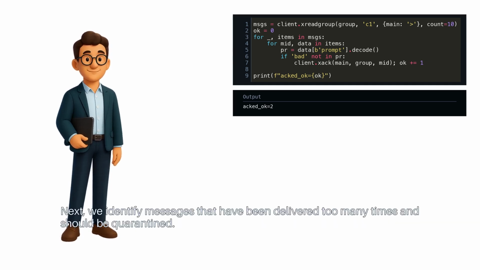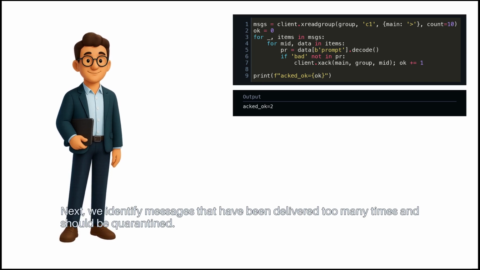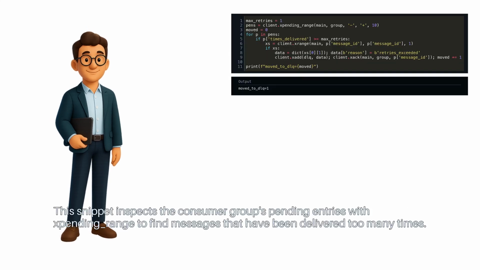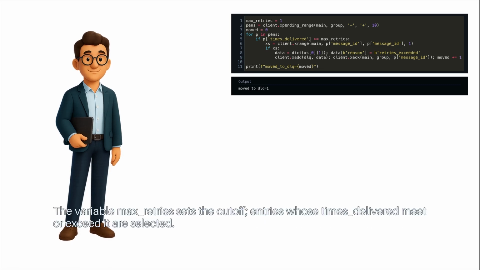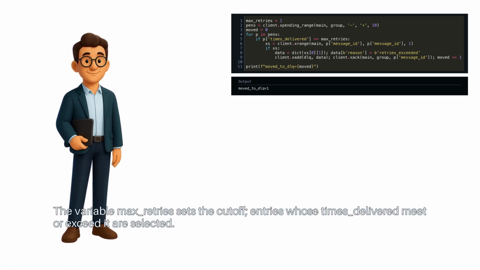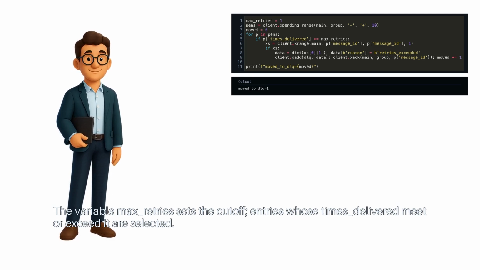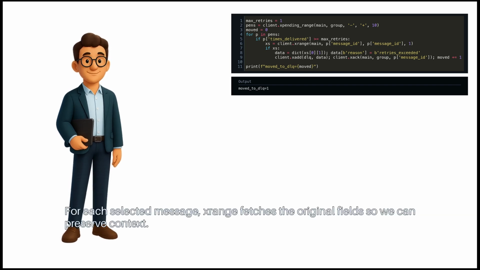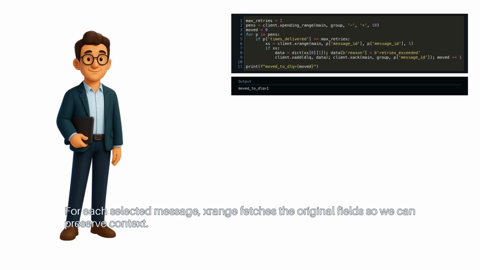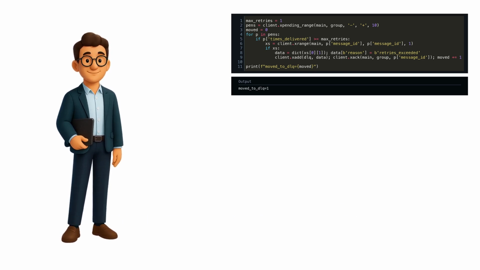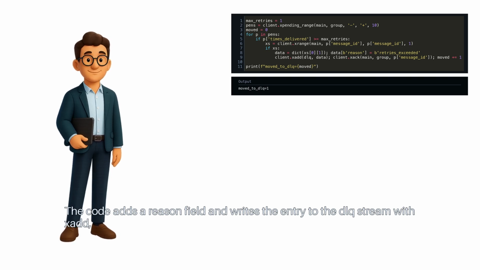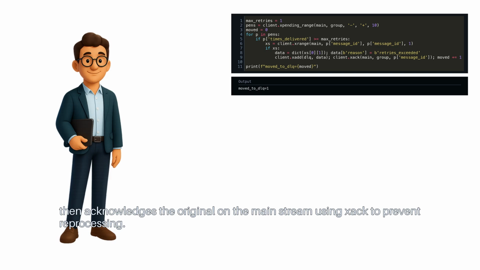Next, we identify messages that have been delivered too many times and should be quarantined. This snippet inspects the consumer group's pending entries with xpending_range to find messages that have been delivered too many times. The variable max_retries sets the cutoff. Entries whose times_delivered meet or exceed it are selected. For each selected message, xrange fetches the original fields so we can preserve context. The code adds a reason field and writes the entry to the DLQ stream with xadd, then acknowledges the original on the main stream using xack to prevent reprocessing.